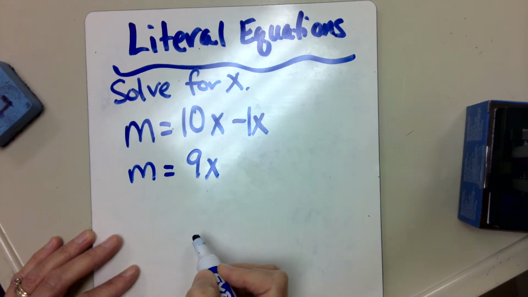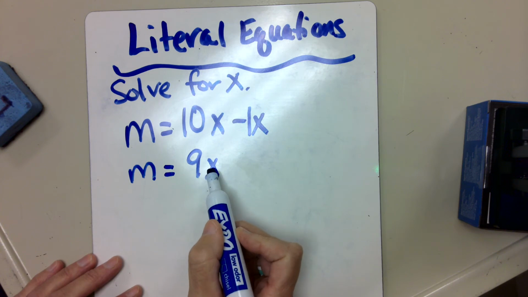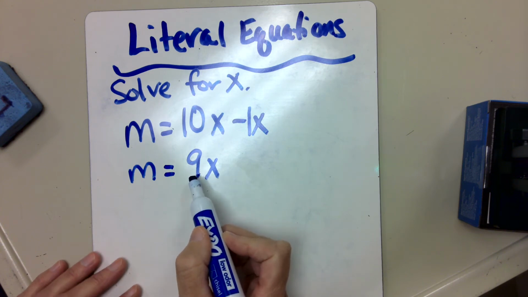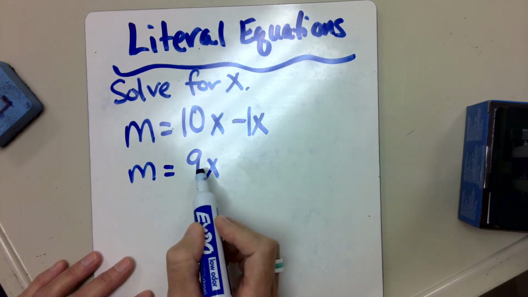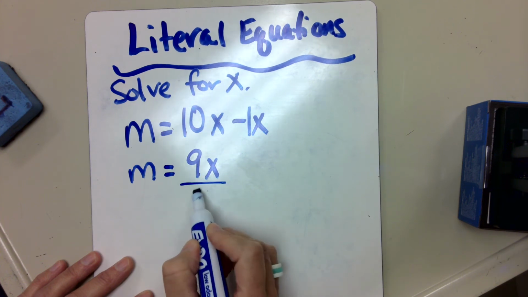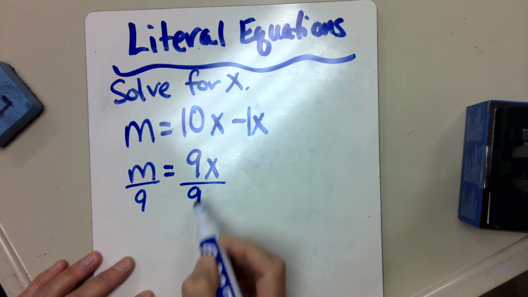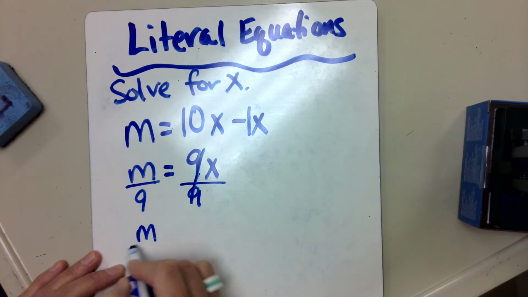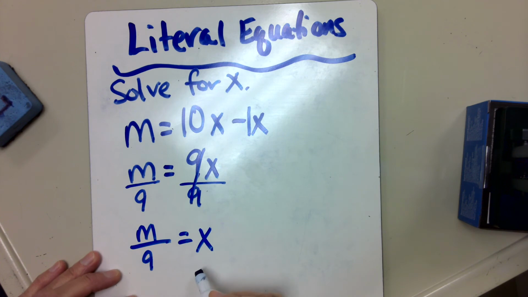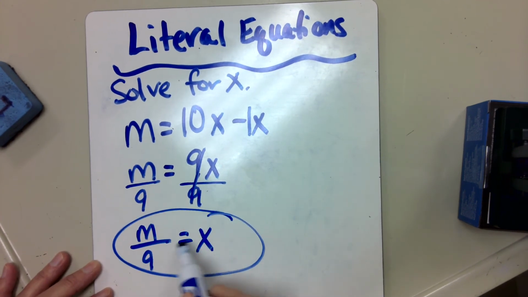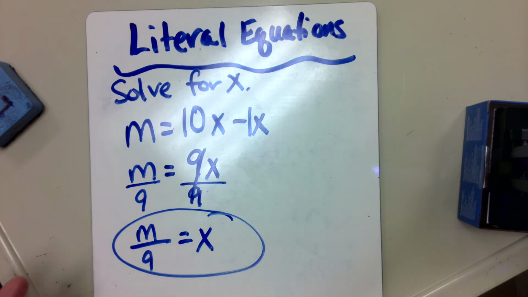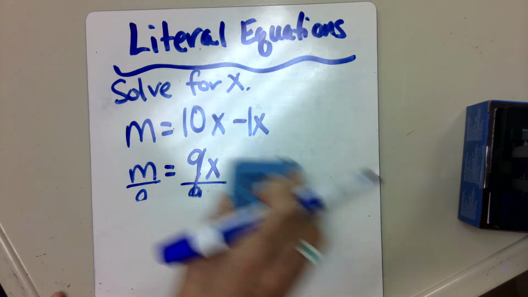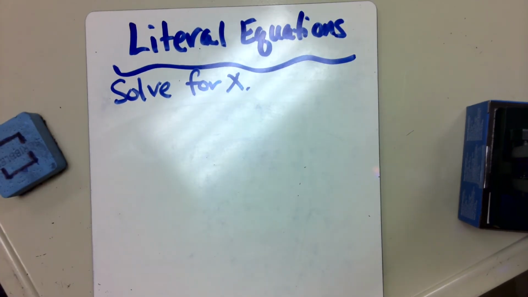Our m is still here. Now they want you to get the x by itself, so the only thing we need to get rid of is the 9. Well, it's a coefficient. It's being multiplied to x, so we always divide to get rid of a coefficient. This cancels. There's nothing we can do here, so this is just m over 9 equals x, and we're done. See how they look like formulas when you're done? You're not going to get a value for x. You're just going to get another expression. Let's try one more.